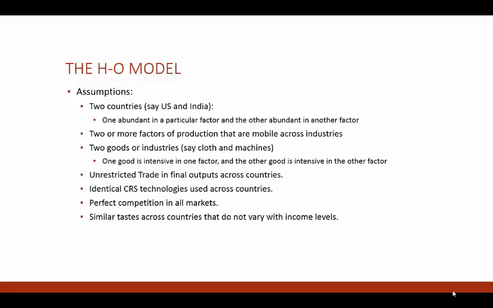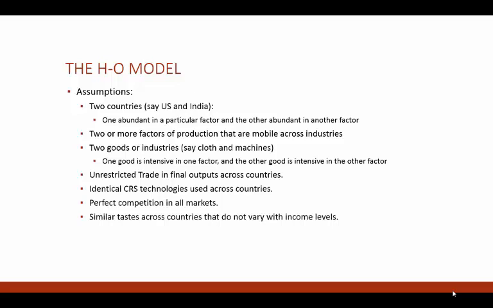We assume there are two goods, cloth and machines, that can be produced by employing both factors. And further, we assume that one of the goods, in this case machines, is capital intensive, and the other good, cloth, is labor intensive. Further assumptions include unrestricted trade in final output across countries, technologies used in both markets are identical and reflect constant returns to scale, perfect competition holds in all markets, and tastes are similar across countries regardless of their levels of development.